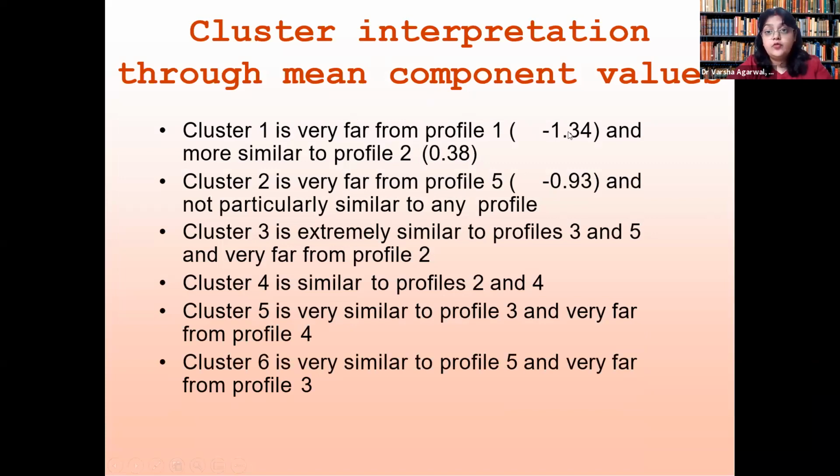So cluster 1 is far from profile 1 and similar to profile 2. Cluster 2 is far from profile 5, okay, and not particularly similar to any profile. It is showing you characteristics. So cluster 1 is closer to which factor? Cluster 2 is closer to which factor? Cluster 3 is closer to which factor? Okay, if I want to interpret any information, it can be inferred from that. So this is the relation between your factors and clusters.